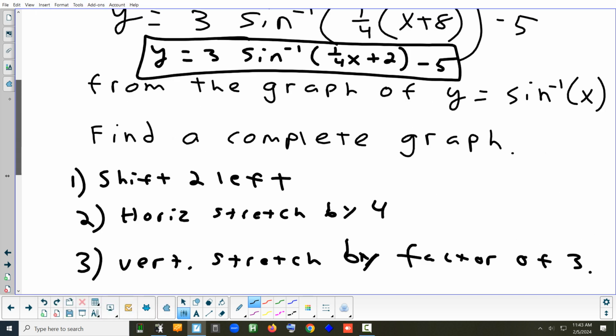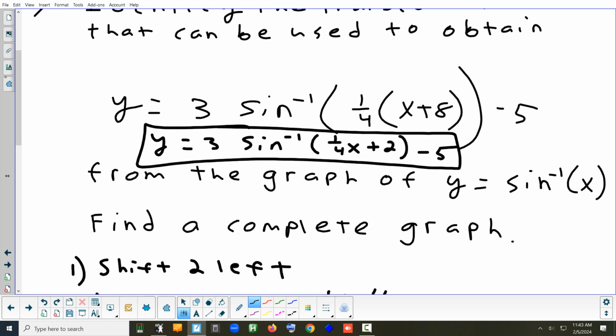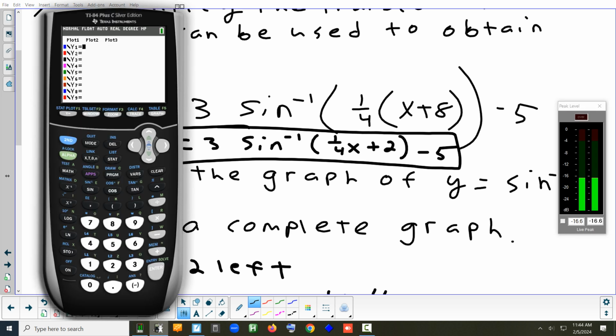Okay, what was it again? You could type in either one. I think I'm going to do the one where it's already distributed, so it's less parentheses. 3 inverse sine. And so I don't have to do parentheses with the fraction, I'm going to do 0.25x plus 2 minus 5. Let's see.